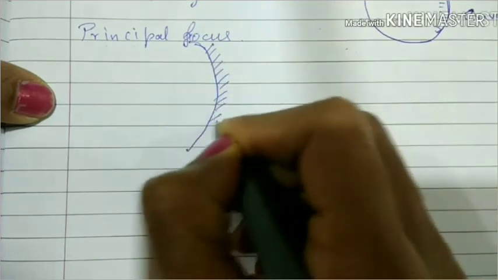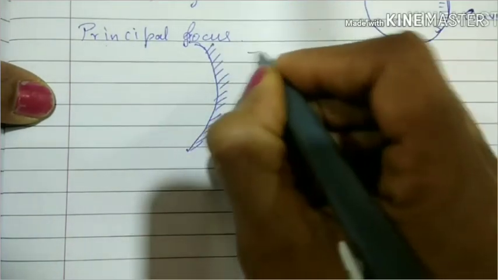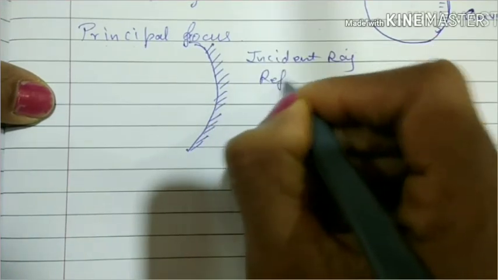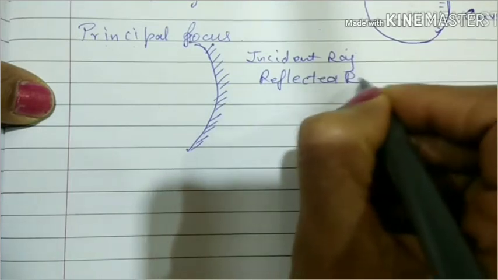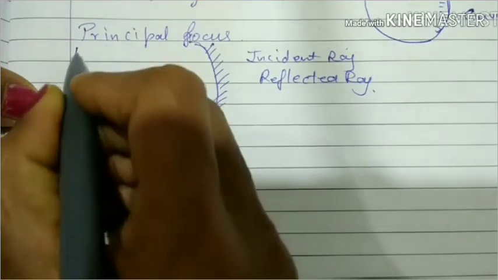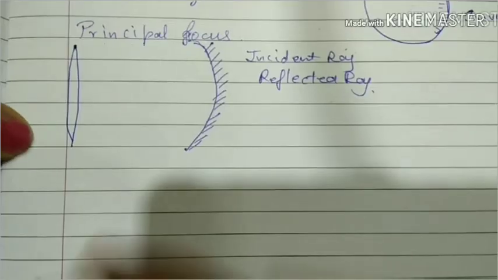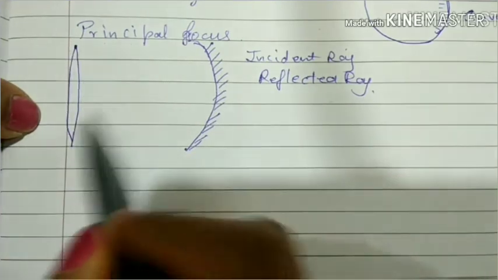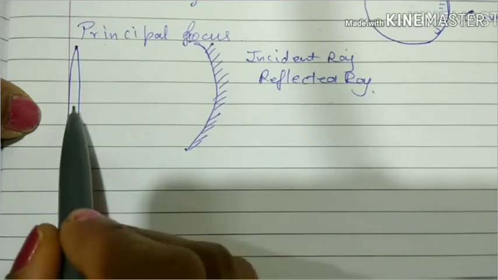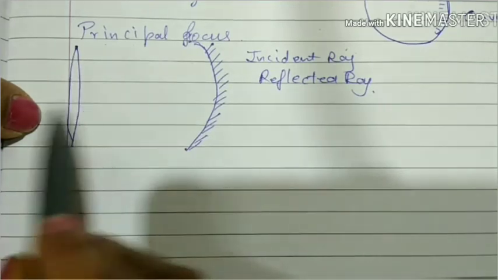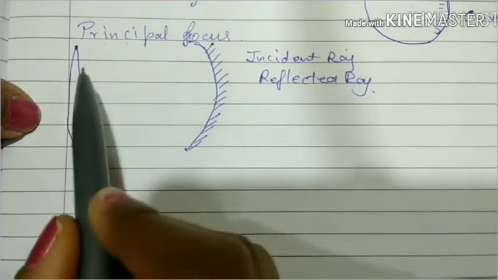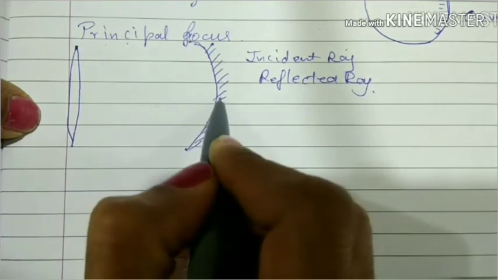Okay, and let's also talk about what are incident rays and what are reflected rays. So this is simple. Let's say if I place an object in front of this mirror. So let's consider an object which is placed in front of the mirror. Now from any object, there are numerous light rays which travel in all sorts of directions. Now in case of principal focus, let's concentrate on the rays that are parallel to the principal axis.